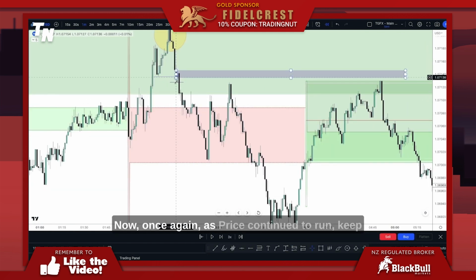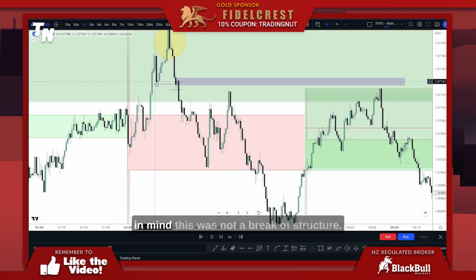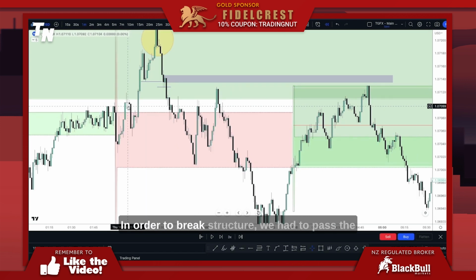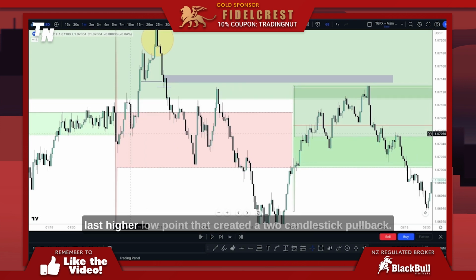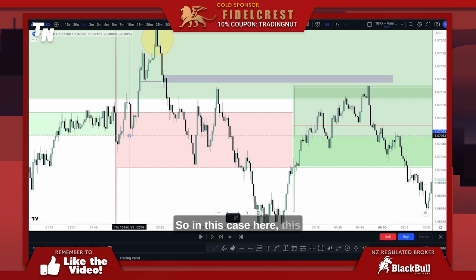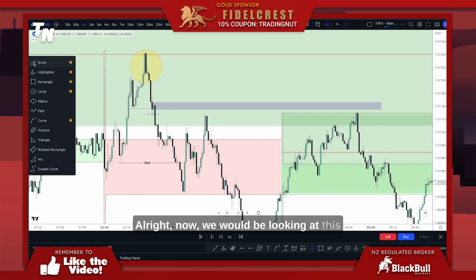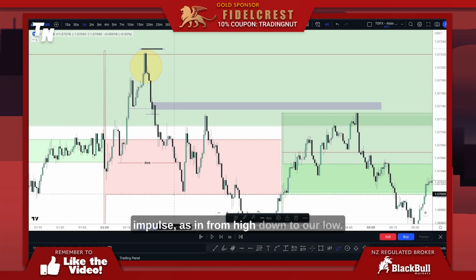Now, once again, as price continued to run, keep in mind this was not a break of structure, this was just a short-term low. In order to break structure, we had to pass the last higher low point that created a 2 candlestick pullback. So in this case here, this would be our break of structure. All right, now we would be looking at this impulse as in from high down to our low.